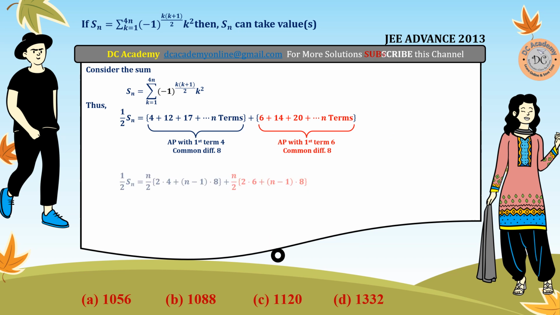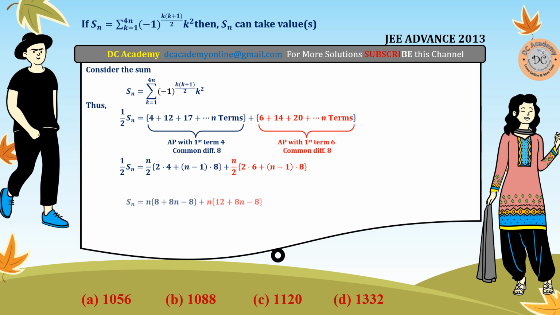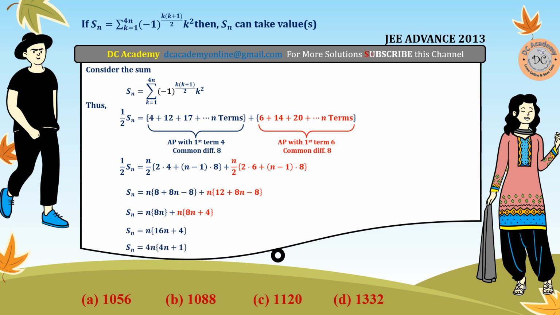So let's rewrite. Now we are able to calculate those values. Let's simplify that. If I do the basic arithmetic by cancelling a 2, we calculate Sn is equal to 4n into 4n plus 1. Okay, that's it. Now we need to observe the options.